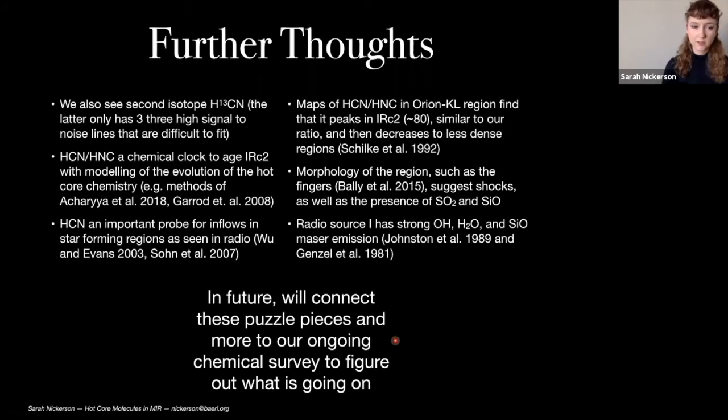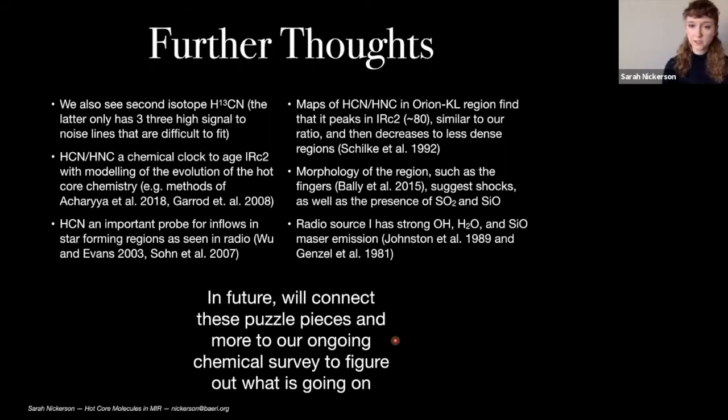And then also there's some research showing that HCN can probe the inflows of star-forming regions as observed in the radio wavelengths. So we need to see, is this relevant for us? Because we are seeing the velocity of the gas traced by HCN go in 2 different directions. And yeah, our findings are also within what other people found.